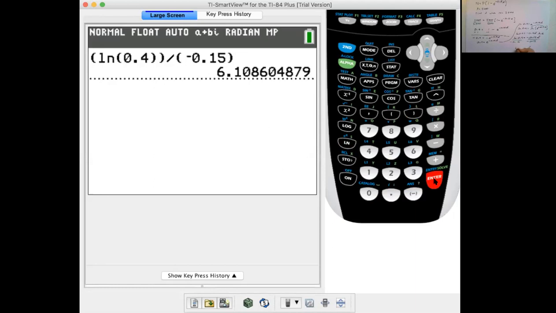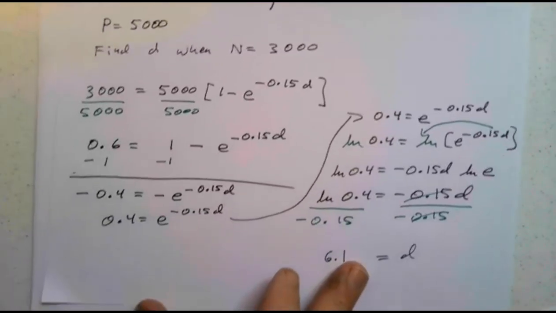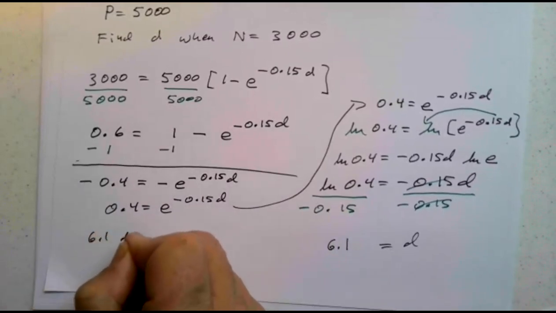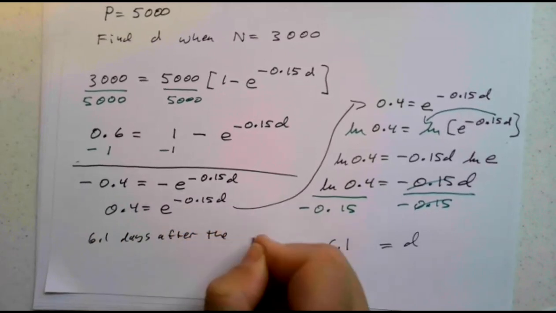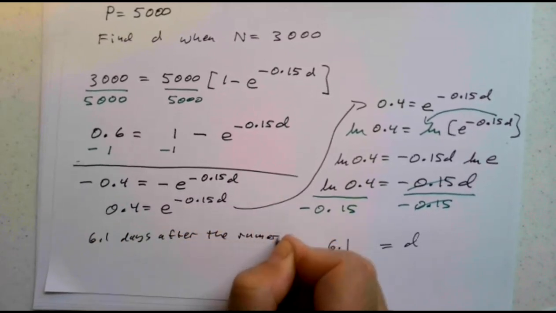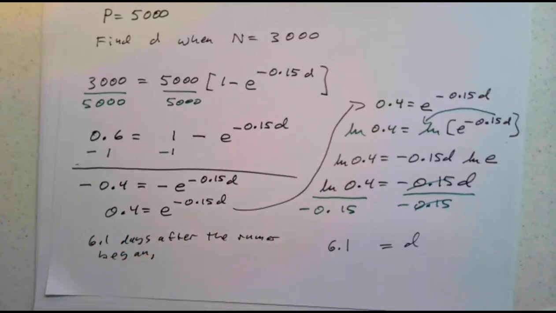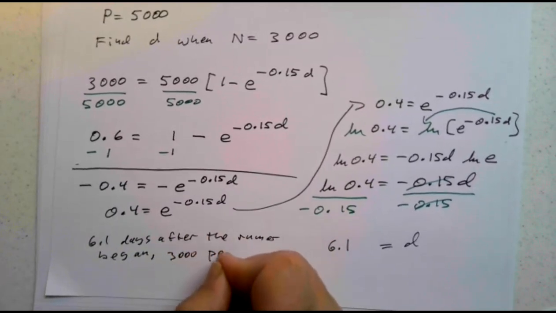So about 6.1. So what was 6.1? 6.1 days. So 6.1 days after the rumor began, that's when we have 3,000 people aware.